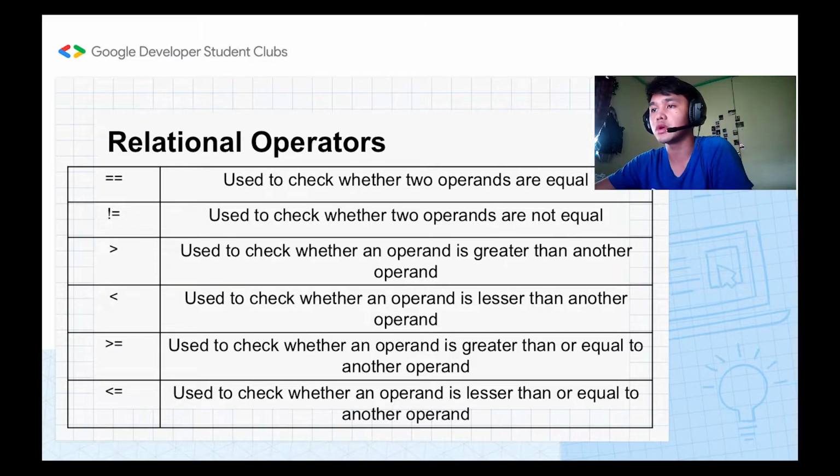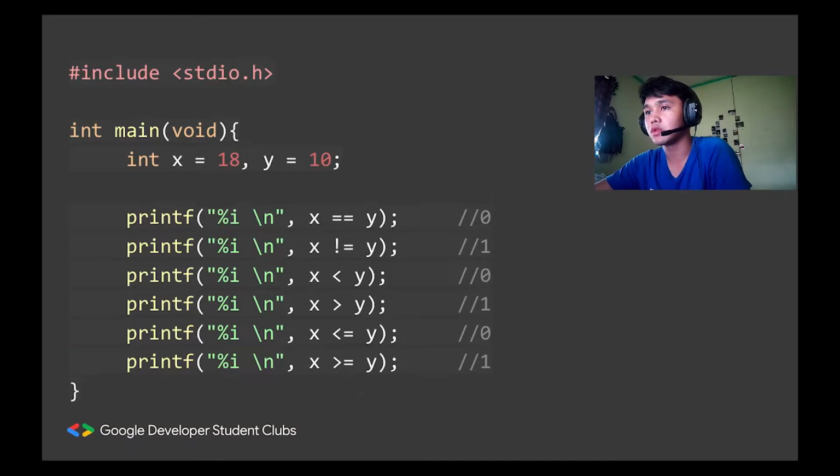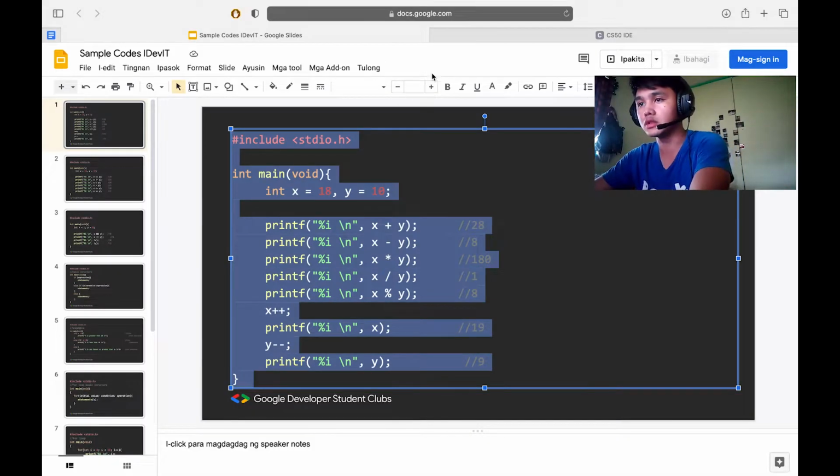So basically, when we are performing relational operations, ang output jud ana is either true or false, represented by the two numerical values 1 and 0 respectively. Then again, makita nato sa atong table diri ang 6 relational operators alongside their concise descriptions or usage. And the following is our sample code where we used and implemented such operators in actual C programming code. And to see this more comprehensively in action, let's compile and run this block of code in CS50 and see what it yields.